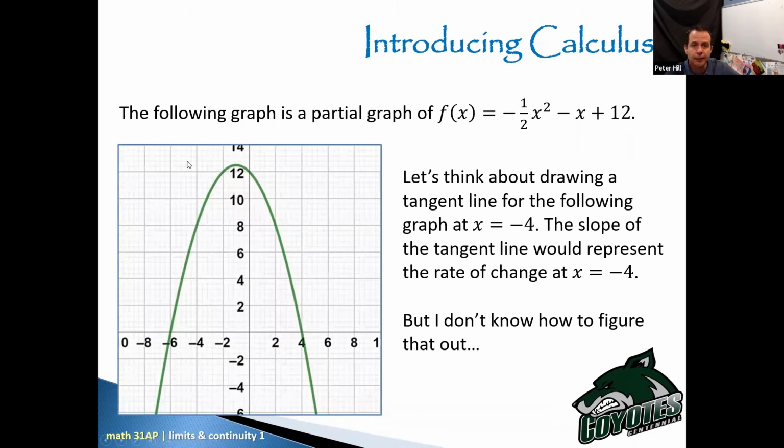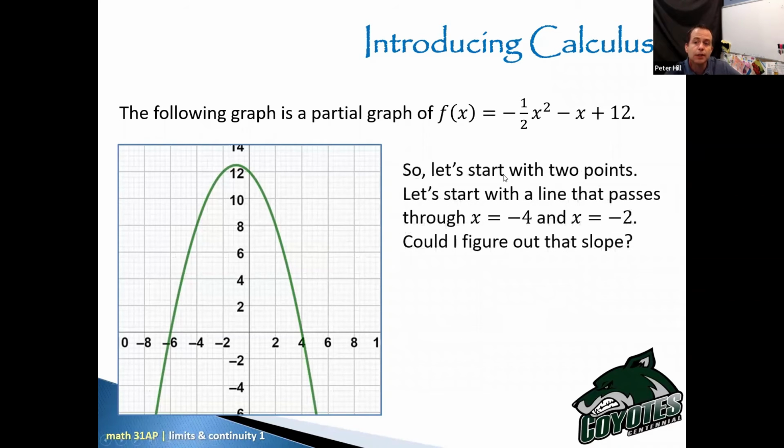I'm going to hide myself for 1 sec. The following graph is a partial graph of f of x equals -1/2 x squared minus x plus 12. Let's think about drawing the tangent line for this graph at x equals -4. The slope of the tangent line would represent the rate of change at x equals -4. I've said that a couple times now, so hopefully that's feeling okay. But I can't do that, because I need 2 points. So let's start with 2 points.